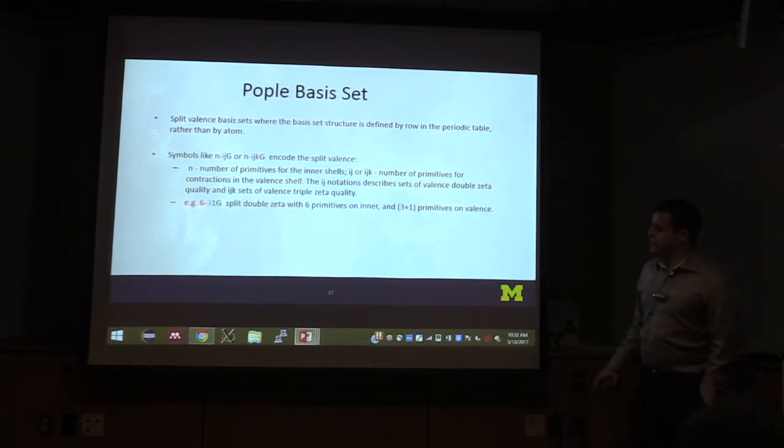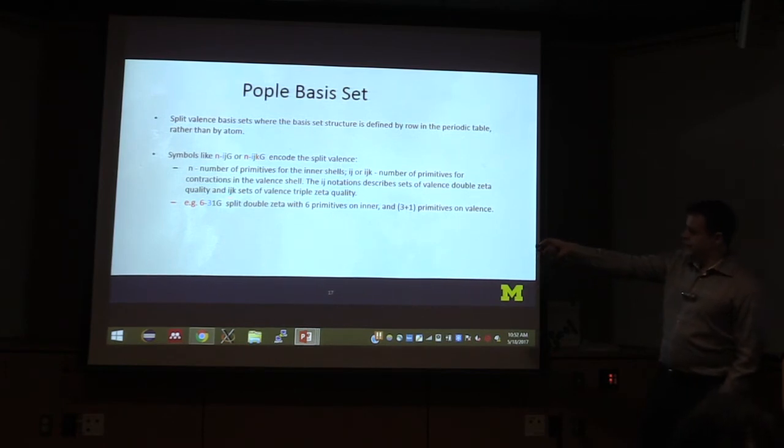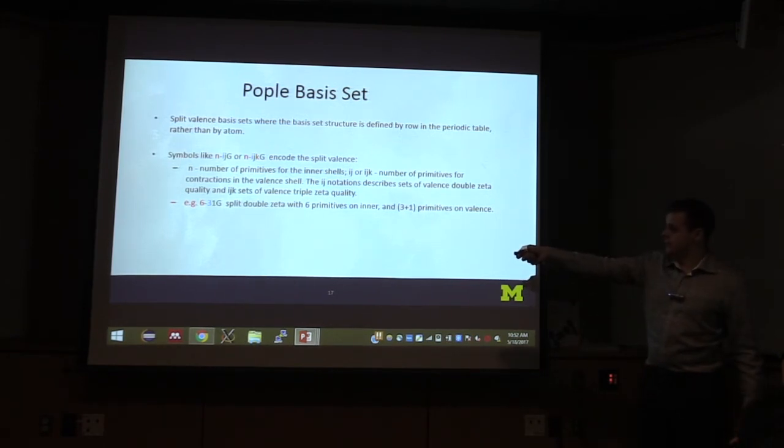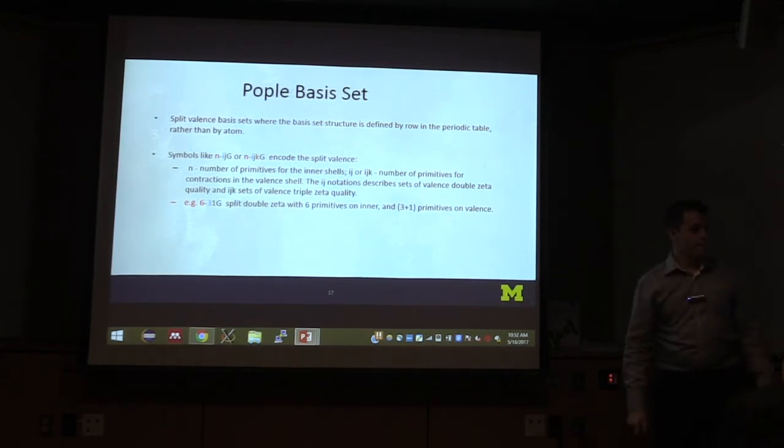So 631G means that it's a split double zeta. It has 6 primitives on the inner and 3 + 1 primitives on the valence. And the valence is composed of 2 basis functions for each orbital. So for the valence orbitals, do they each have 3 + 1 primitives? No, the first one has 3 and the second one has 1. Oh, okay.